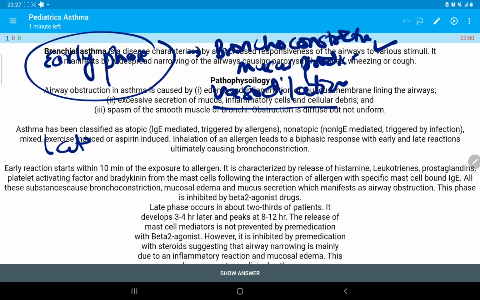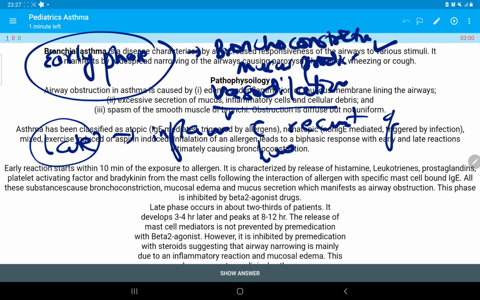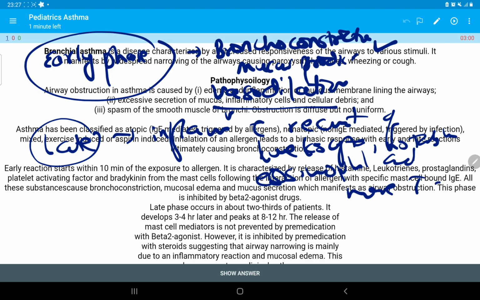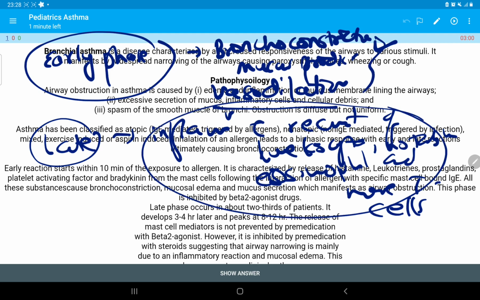In the late phase, there is inflammation, with recruitment of leukocytes, notably eosinophils, and more T cells. So these things together cause asthma with its clinical presentation.